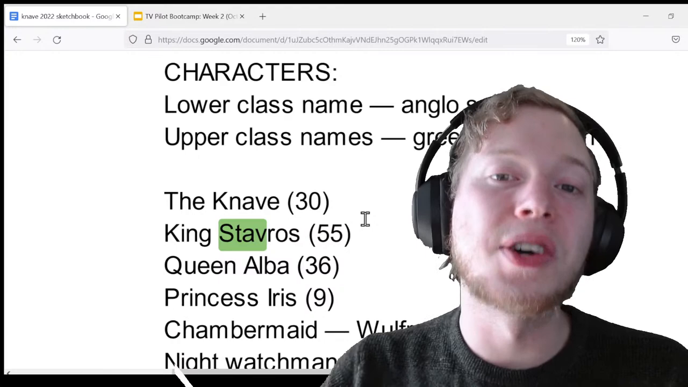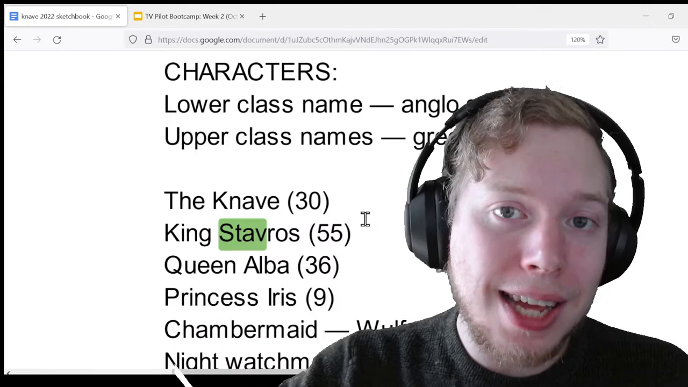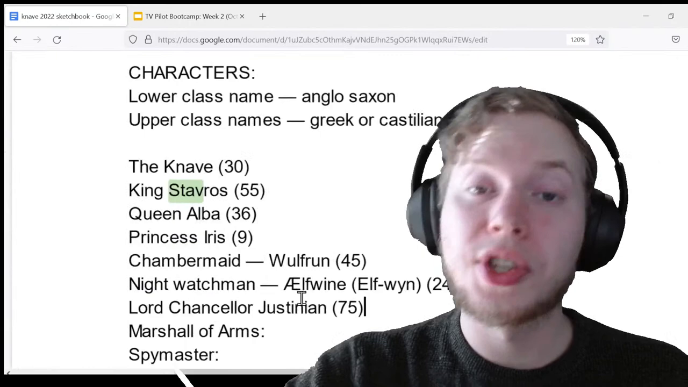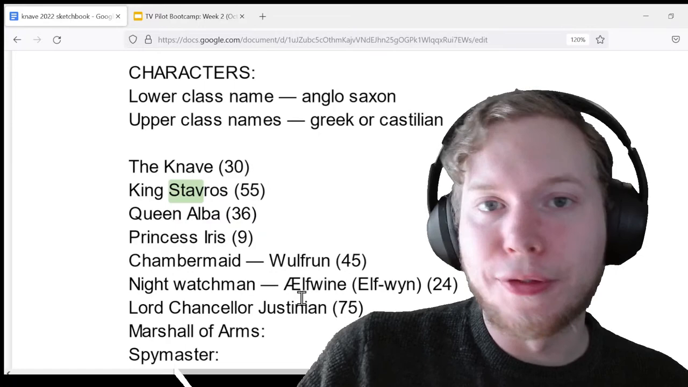Or sorry, the upper class is going to have more Greek or Castilian Spanish type names, whereas the lower classes are going to have more Anglo-Saxon names with a lot more letters, like we see this kind of AE combo letter. I forget what this is called, but this is not really taking place in any particular country; it's an aggregation of different cultures at the time, so I didn't want to make it too culturally specific. But let's look at our main characters here.